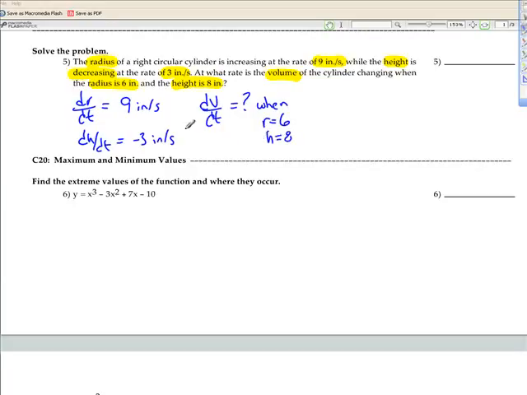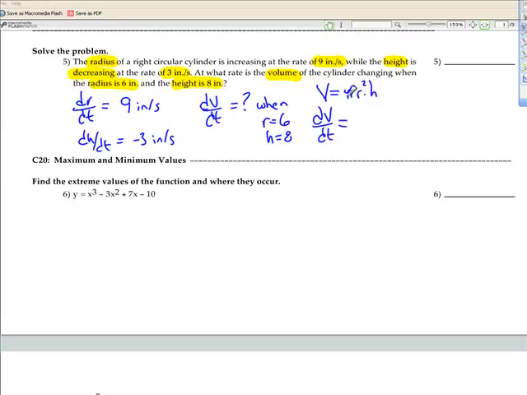We're talking about the volume of a cylinder. Volume equals area of the base times the height, so that would be pi r squared h. I'm looking for dv dt. I've got a v. If I take the derivative, I'll have a dv dt equals, I need to recognize that this right side is a product. Pi r squared, one function, times h, another function.